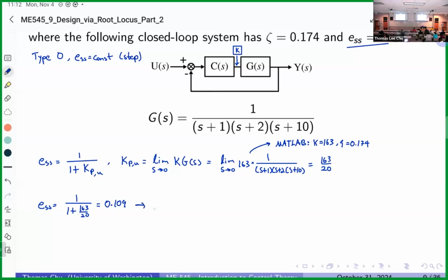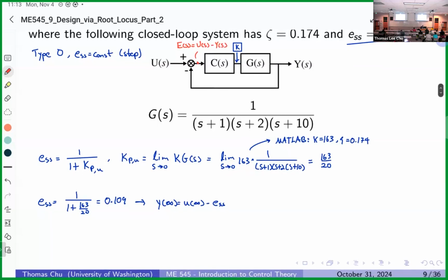So if we do a step input, we'll find that our final value is going to be equal to our step input at infinity minus our error at infinity. I got that from here, where E of S is equal to U of S minus Y of S. Take the final value theorem and rearrange it, and we find that the steady state value of Y is equal to the steady state value of U minus our steady state error. For step input, that's going to be 1 minus 0.109, which is equal to 0.891.